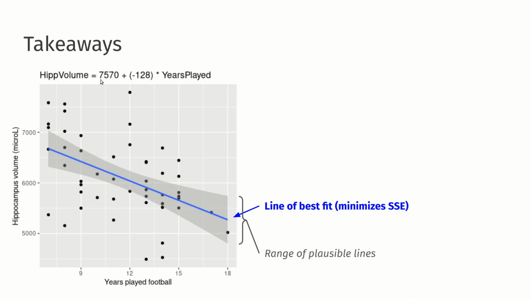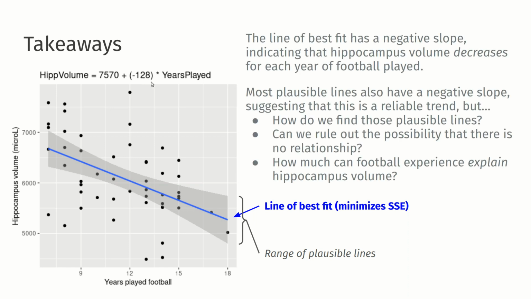So the intercept is 7,570 microliters, so that's the units here of our response variable. And here's the slope. So this is hippocampus volume as a function of years played. And the slope is negative 128. And because that line has a negative slope, that suggests that the volume of the hippocampus decreases for each additional year of football played.